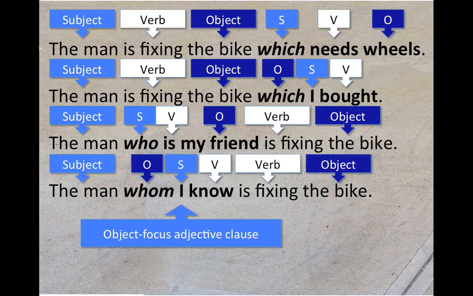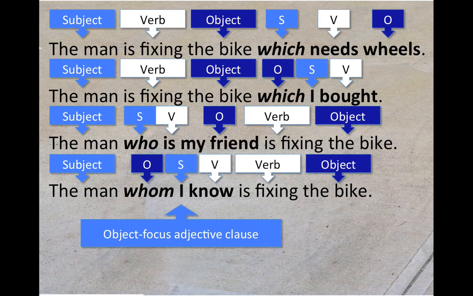Finally, we can have the fourth combination. The man whom I know is fixing the bike. In this case, we're again modifying the subject in the main clause, but in this case, it's an object-focused adjective clause because the relative pronoun "whom" is the object of the relative clause. "I" is the subject, and "know" is the verb. So notice in the second two examples, the relative clause or adjective clause comes right after the subject and it's kind of in the middle of the sentence.